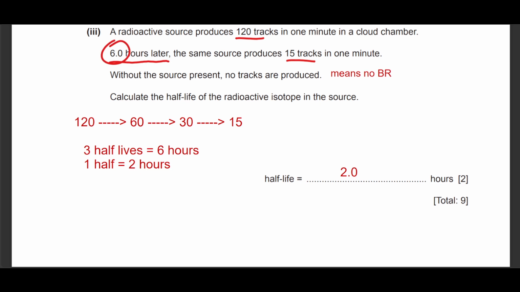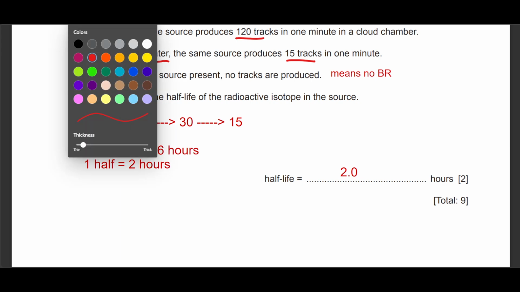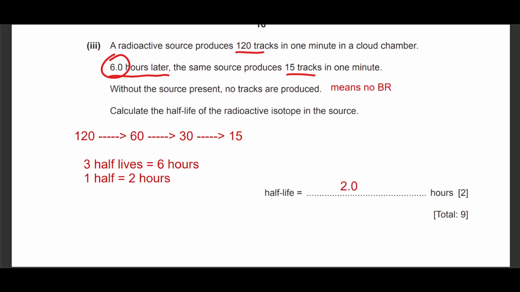First, we need to figure out how many half-lives are involved. But do we need to worry about the background radiation? You can see that he mentions that when there is no source, no tracks are produced, which means that the background radiation is not existing. So we don't need to worry about this. This is exactly coming from the source only.